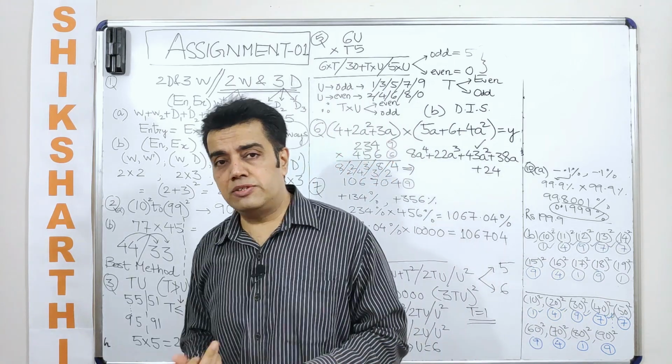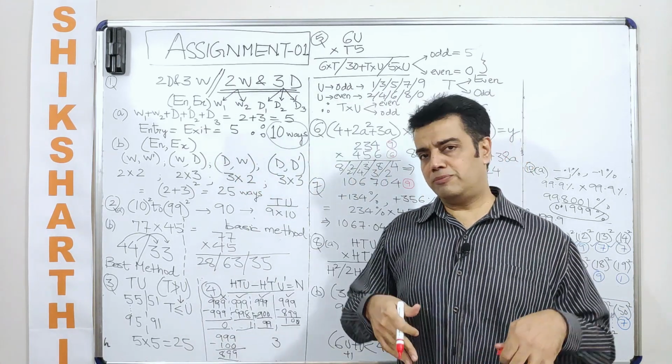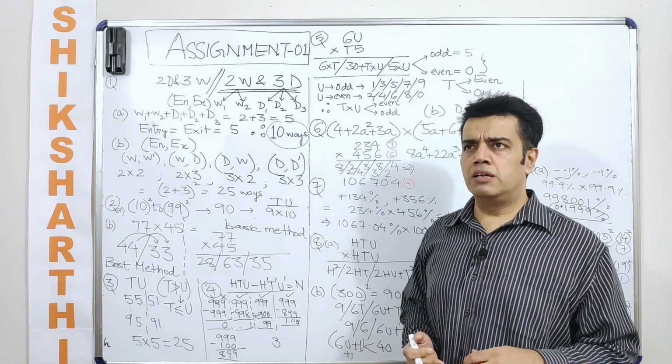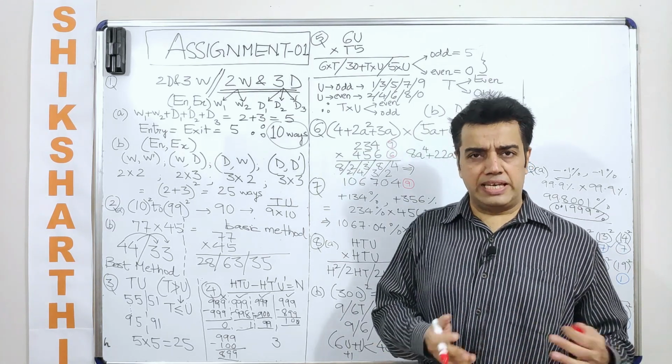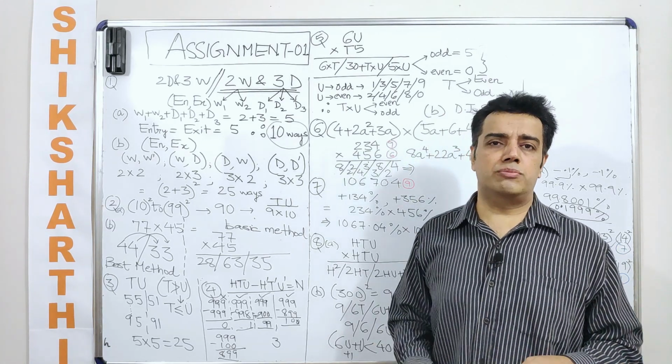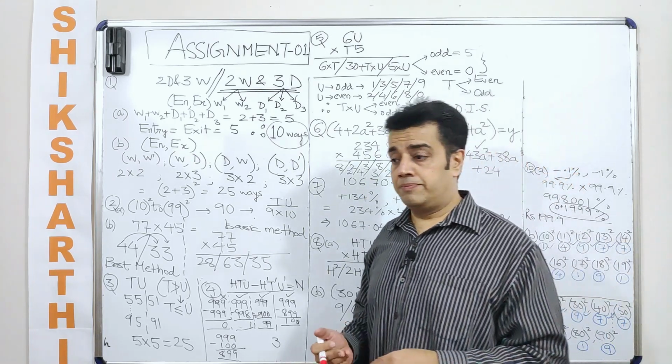Okay. Now, what is the best possible way? The best possible way comes out of the basic way only, which is, I could have said, entry, there are 5 ways. Exit, there are 5 ways. Total number of ways are how many? 5 plus 5, which is equal to 10.